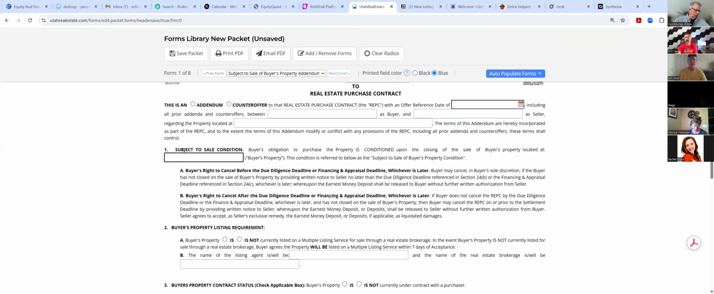Now let's read through this. And this is where the mistakes are made. The buyer's right to cancel before the due diligence or finance and appraisal deadline, whichever is later. Why would they put whichever is later? Isn't the finance and appraisal deadline always later? Why wouldn't they just say the finance and appraisal deadline? Anybody?